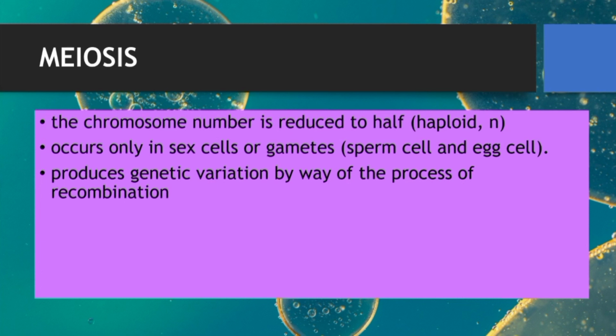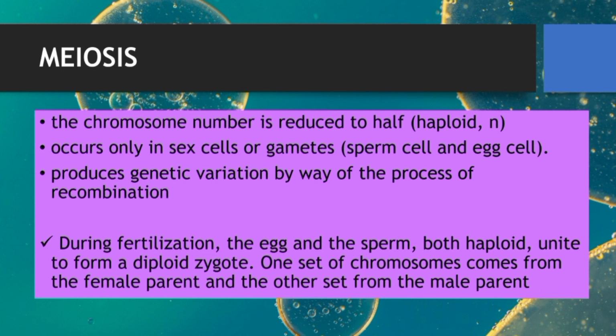Yun yung recombination. Then, during fertilization, the egg and the sperm, both haploid. Tandaan ha, si egg cell at saka si sperm cell ay haploid. So, for human beings, haploid meaning to say, meron lang silang 23 chromosomes.